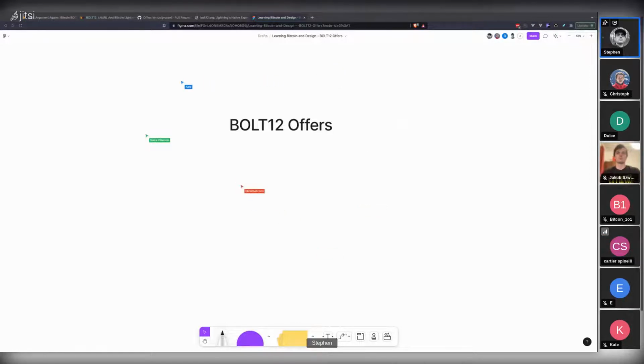Disclaimer right here at the beginning, I'm not an expert on Bolt 12, not a Lightning Protocol developer. I'm a front-end developer and UI designer. So take my opinions with a grain of salt. And if anybody feels like they have better information to share than me, please do.